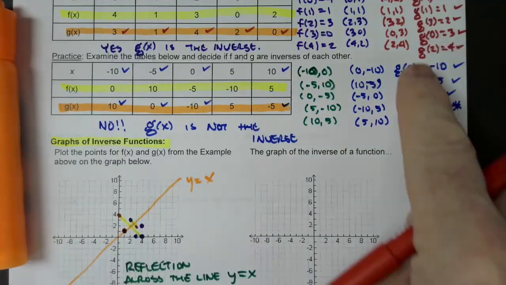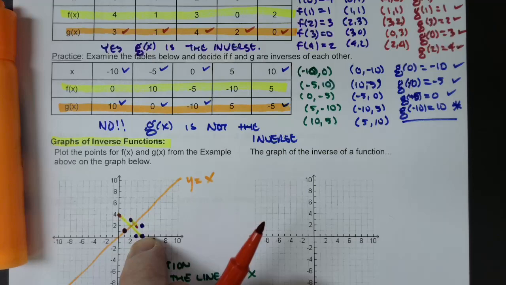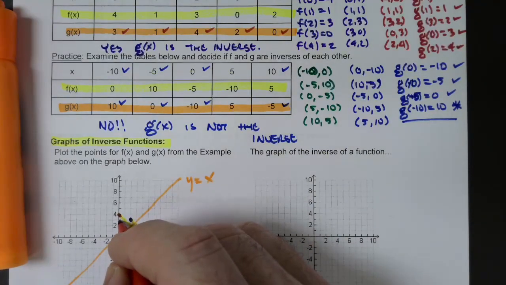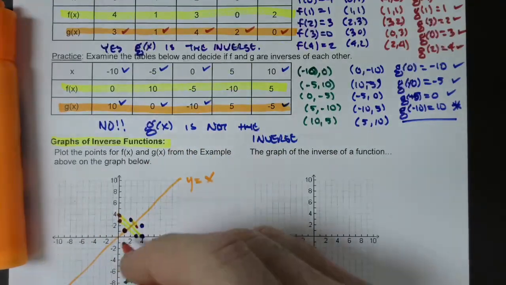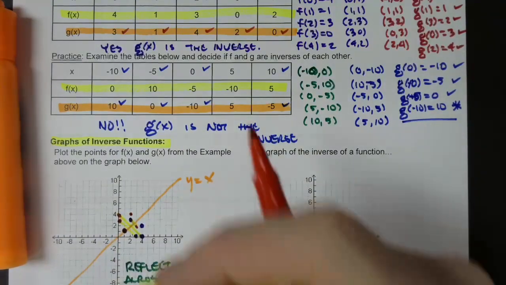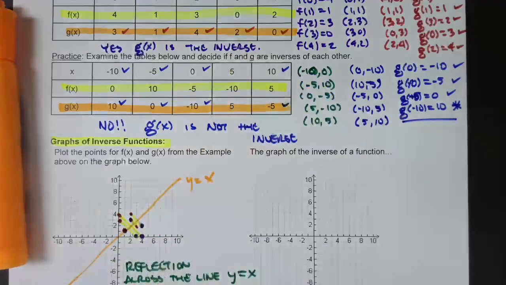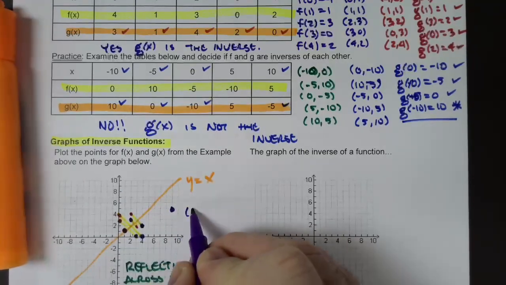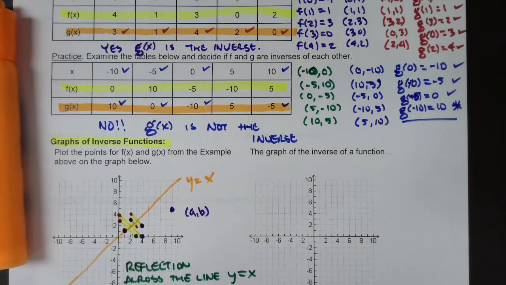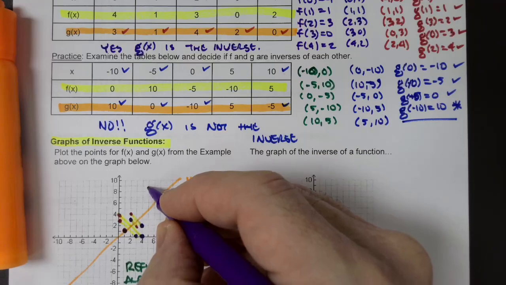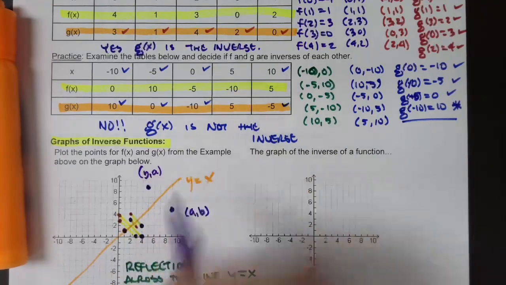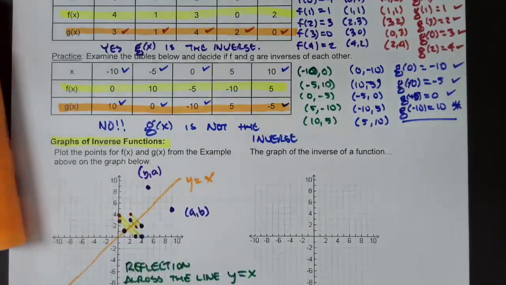Then our point (3, 0) becomes (0, 3). And then finally, our last point is at (2, 4), and that corresponds to the reflection of the point (4, 2). Okay. So any point over here, (a, b), will be reflected across and land over here at the reflection (b, a), by reflecting it across the line y equals x.